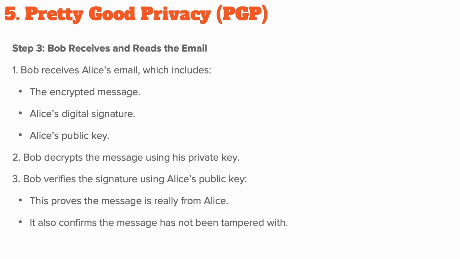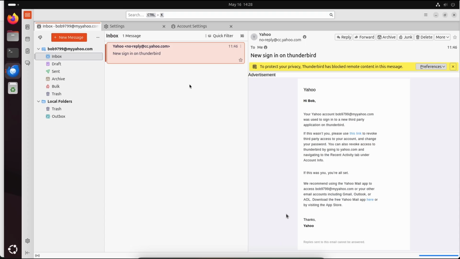At the final step, step 3, Bob received and read the email. First, Bob received Alice's email, which includes the encrypted message, Alice's digital signature, and Alice's public key. Then Bob decrypted the message using his private key. Then Bob verified the signature using Alice's public key. Finally, he got the proof that the message is really from Alice, and it also confirmed the message hasn't been tampered with.